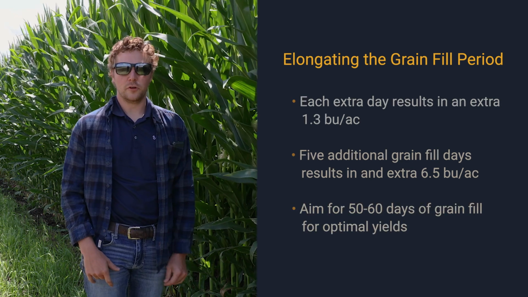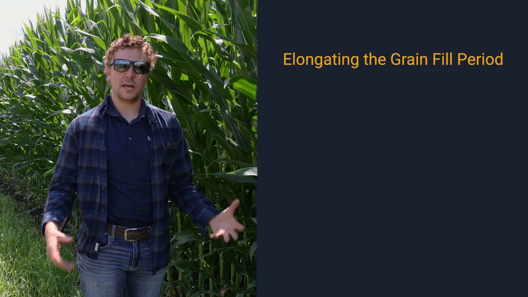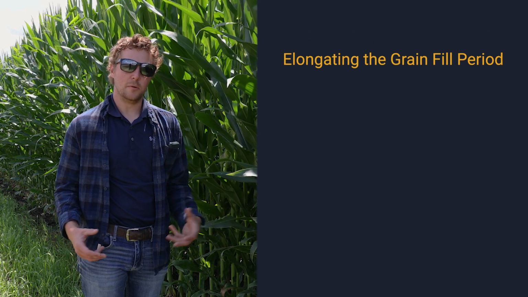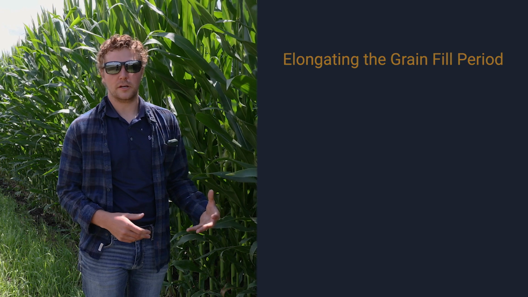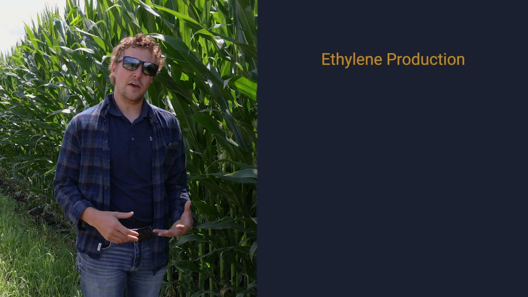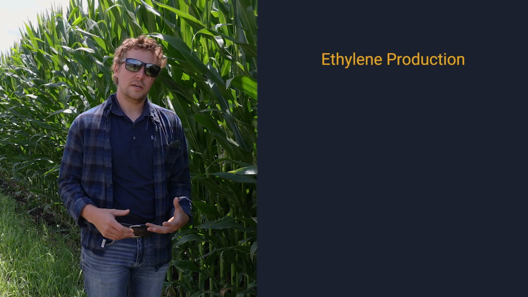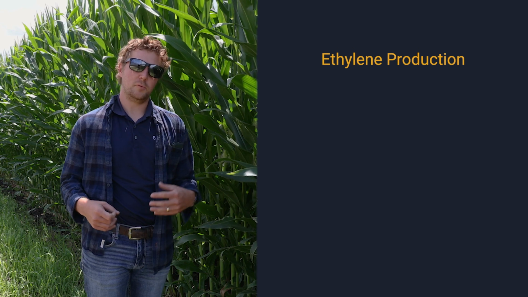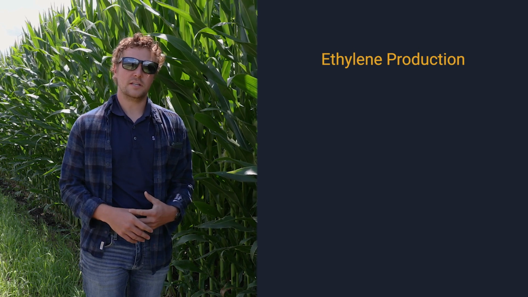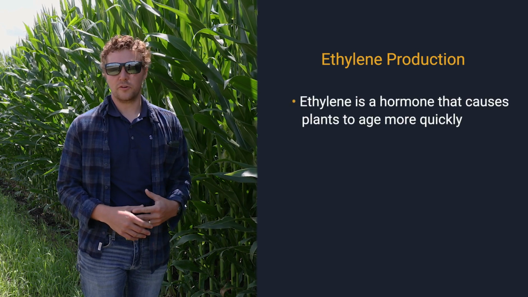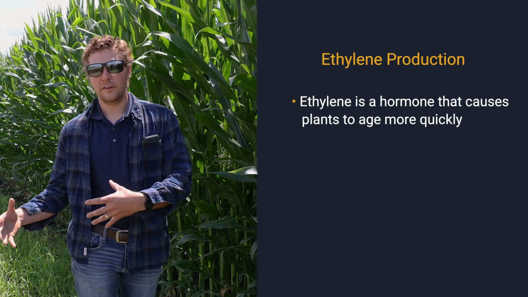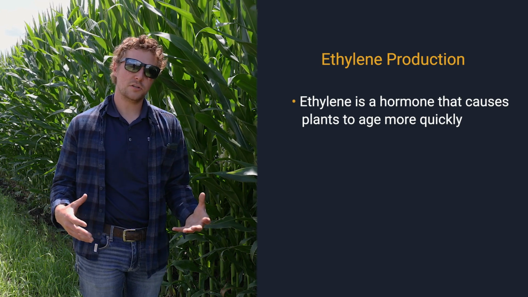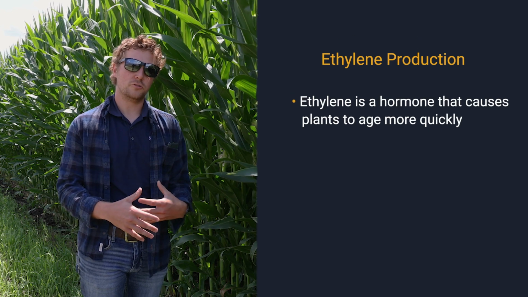So going through the grain fill period, we have a few different challenges that we face and that we need to be able to control those different management levers to maximize and elongate that grain fill period. And so we'll start with ethylene production. Ethylene is a plant hormone that's produced, and what it does is it makes the plant age quicker, resulting in quicker senescence and maturing of the plant. And so if we're trying to elongate that grain fill period and keep the plant alive as much as possible, if we have increased rates of ethylene production, we're being very counterintuitive to what we're trying to do there.